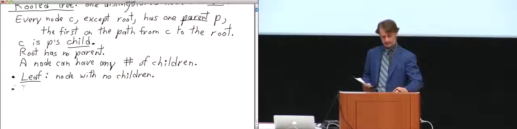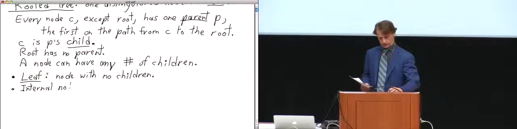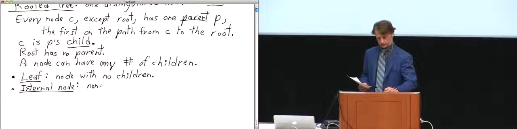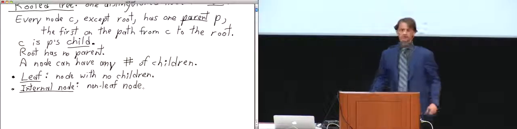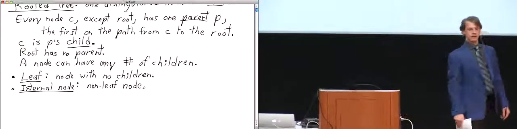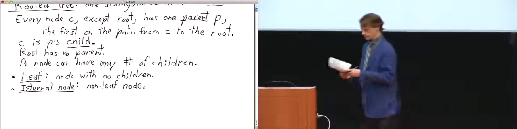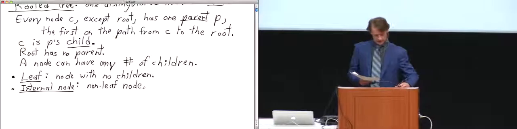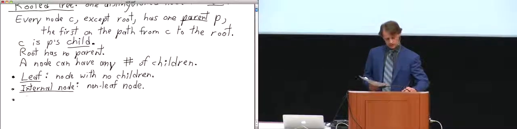And an internal node is the opposite of that. It's a node that's not a leaf, or in other words, it's a node that has one or more children. Two nodes are siblings if they have the same parent.